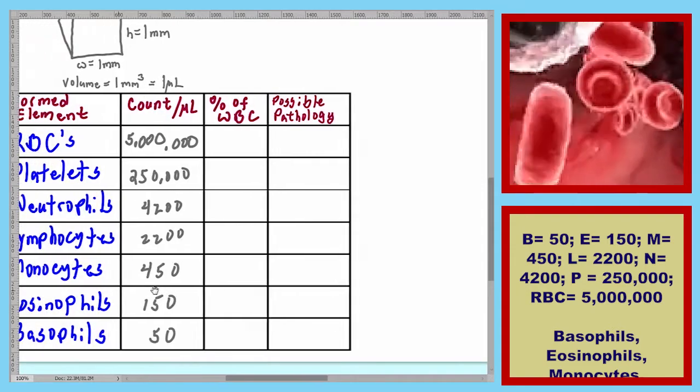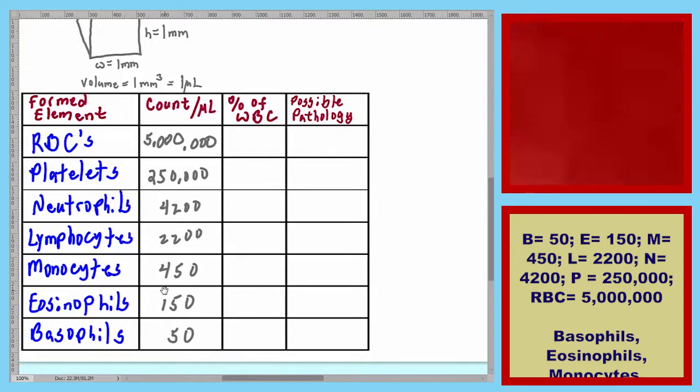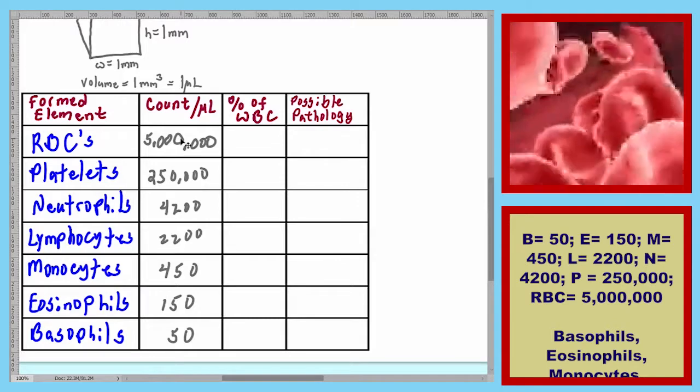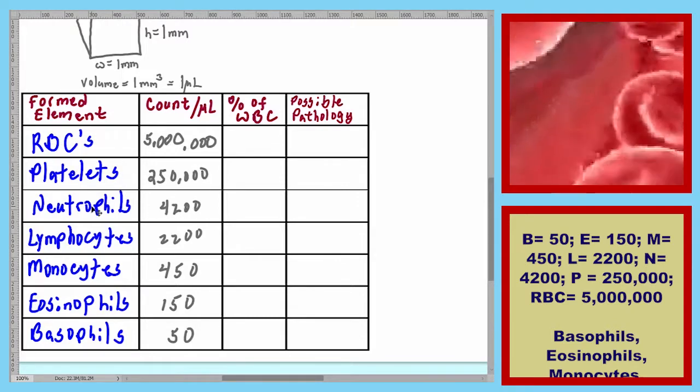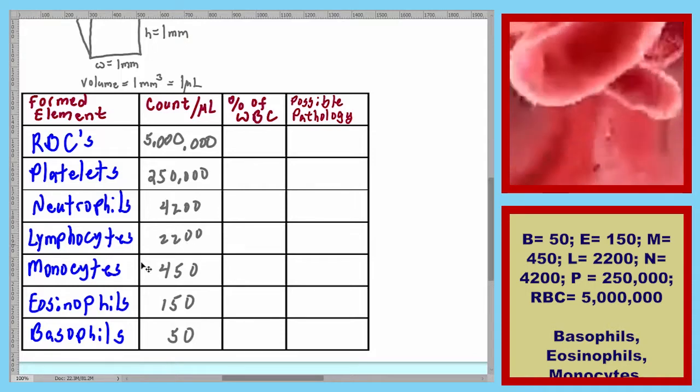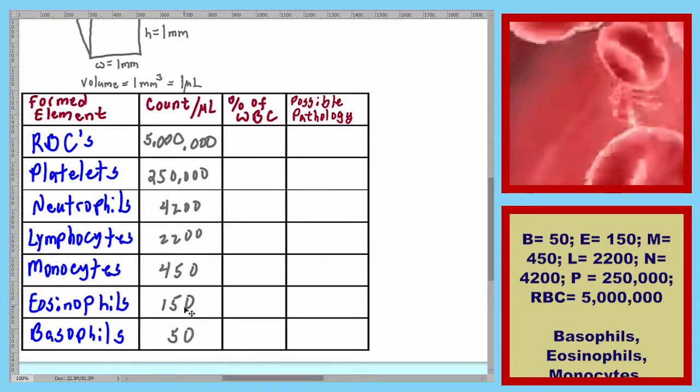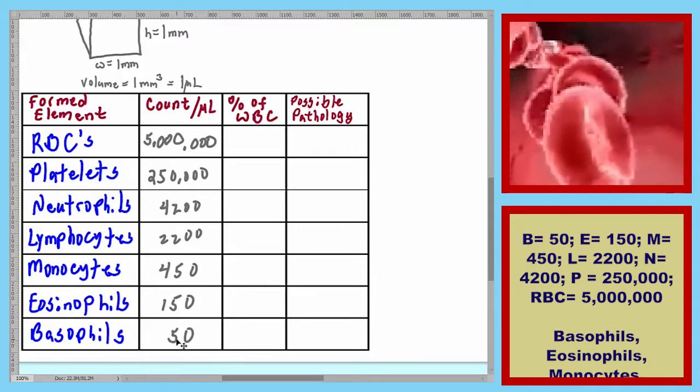So here we've shown the counts of the individual formed elements. There are 5 million red blood cells, 250,000 platelets, 4,200 neutrophils, 2,200 lymphocytes, 450 monocytes, 150 eosinophils, and 50 basophils in 1 microliter of blood.